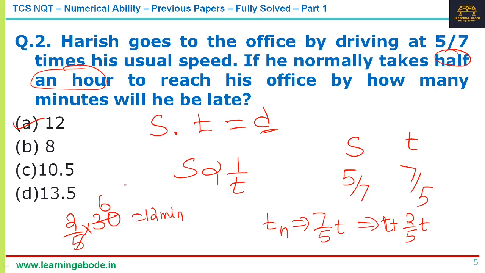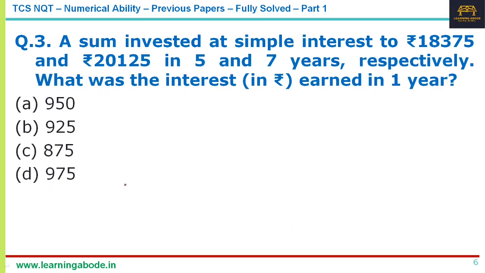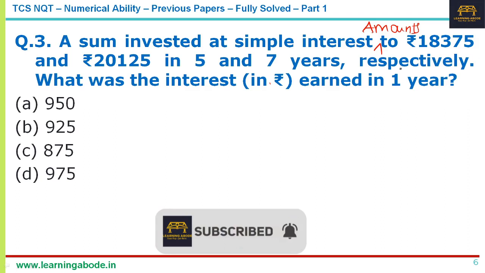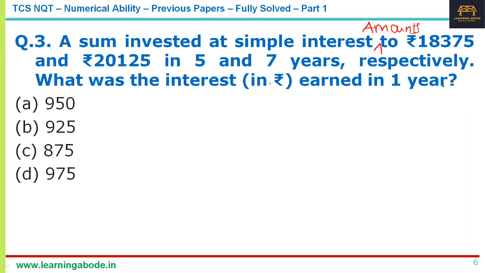12 minutes additional time, 12 minutes more time, or 12 minutes late. Answer option A. The third question: a sum invested at simple interest, I'm sorry, the word amount is missing here, amounts to 18,375 and 21,25 in 5 years and 7 years respectively.